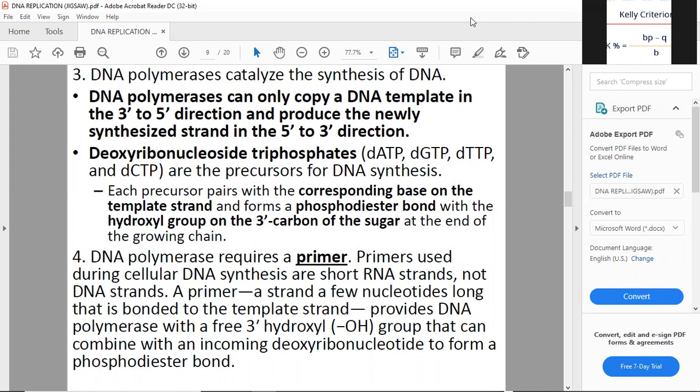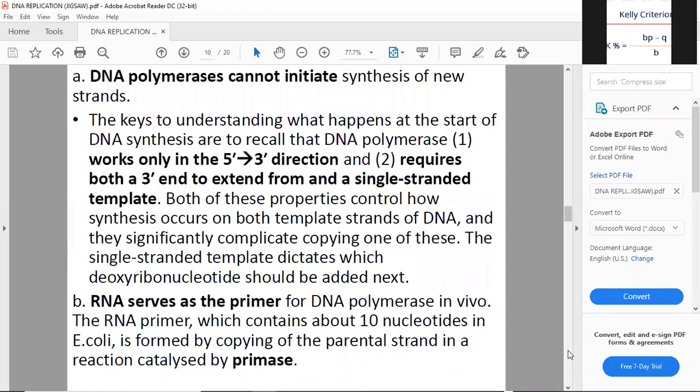So a primer is simply a strand, a few nucleotides long, that is bonded to the template DNA strand and provides DNA polymerase with a free 3' hydroxyl group that can combine with an incoming deoxyribonucleoside to form a phosphodiester bond. So when that primer is formed, it provides the 3' hydroxyl group, which the polymerase can then use to add nucleotides to the chain. So DNA polymerase cannot initiate synthesis of new strands because, one, it works only in the 5' to 3' direction, and it requires both a 3' end to extend from and a single-stranded DNA template. So RNA serves as the primer for DNA polymerase.